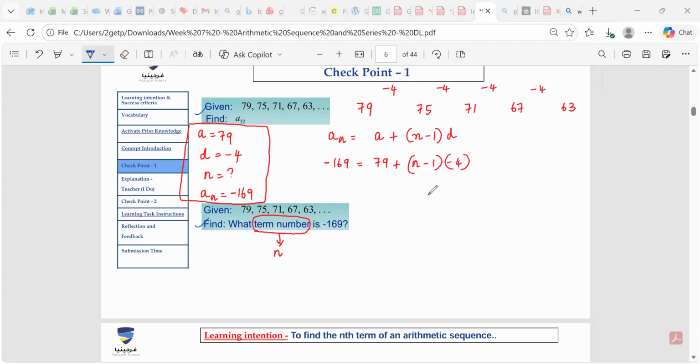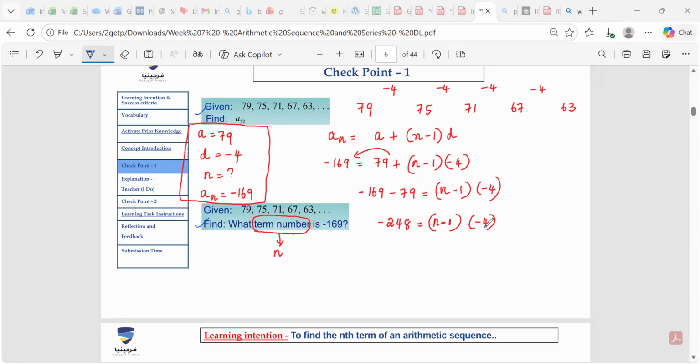Now, this is just basic algebra. Only n, the variable, should be on the right hand side. One by one, step by step, we take all the numbers to the left hand side, starting with 79. 79 goes to the other side, it becomes negative 79 is equal to n minus 1 times minus 4. So minus 169 minus 79 is minus 248 is equal to n minus 1 times minus 4.